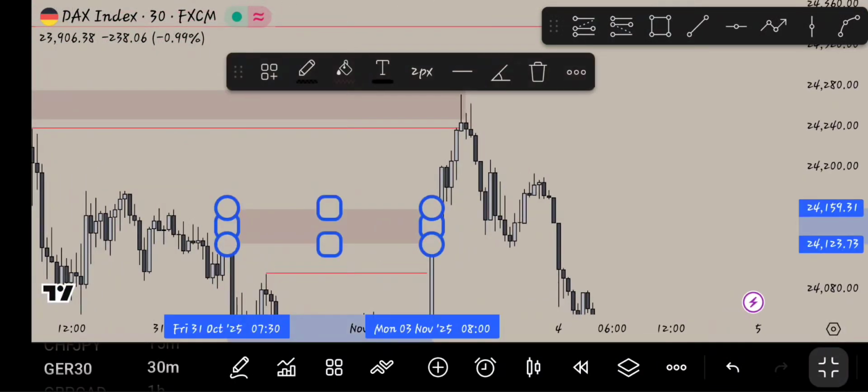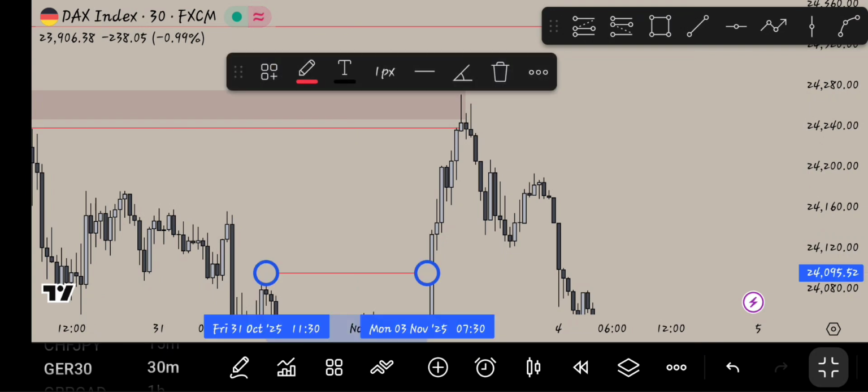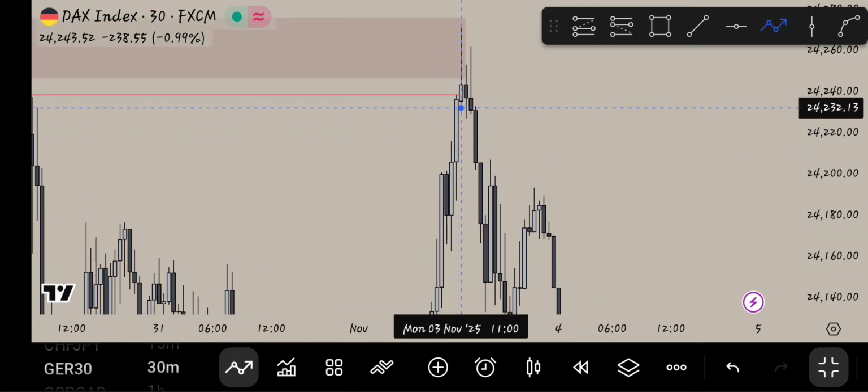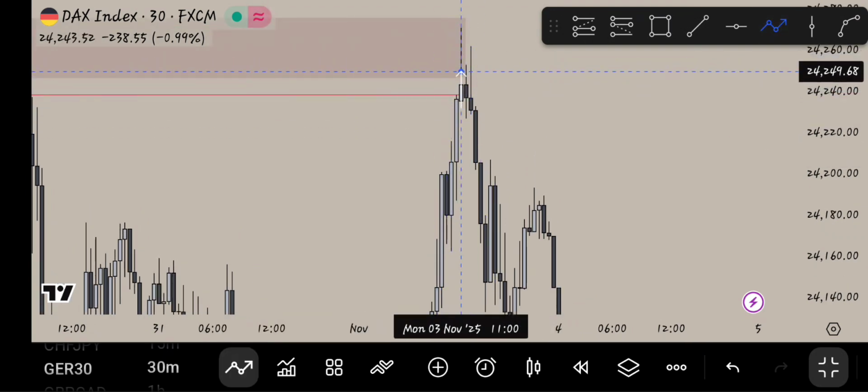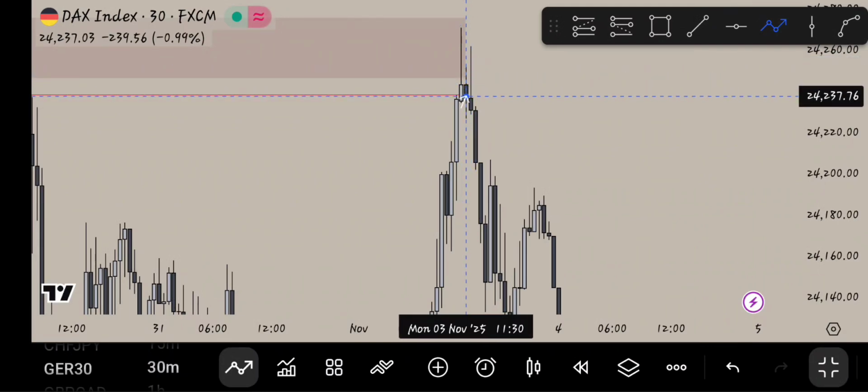So as you can see, the entry: no candle closure in the zone, followed by a bearish candle closure. I could have entered the flip on this candle right here. I could have entered the flip, but I was not on the chart.